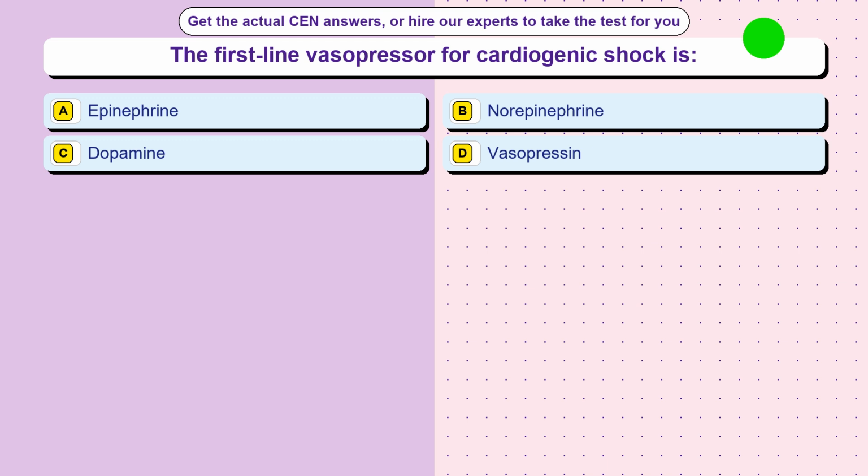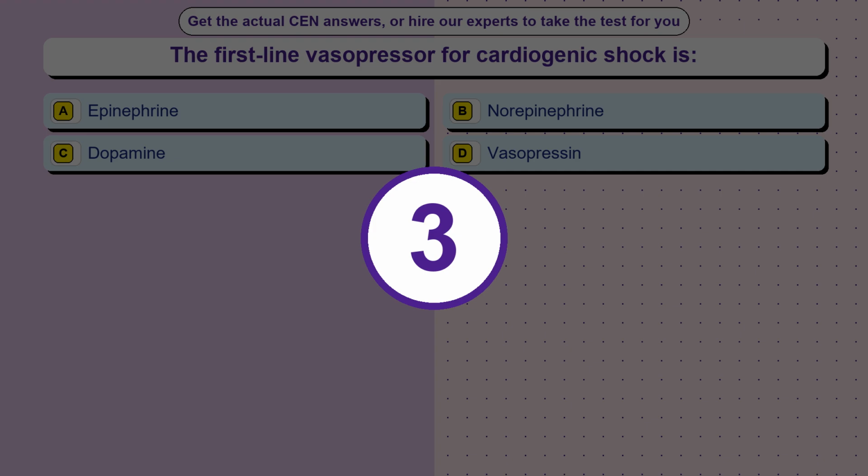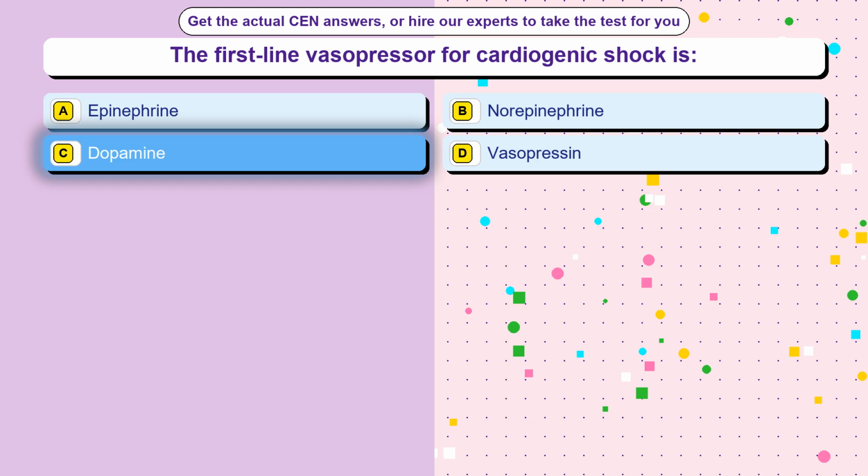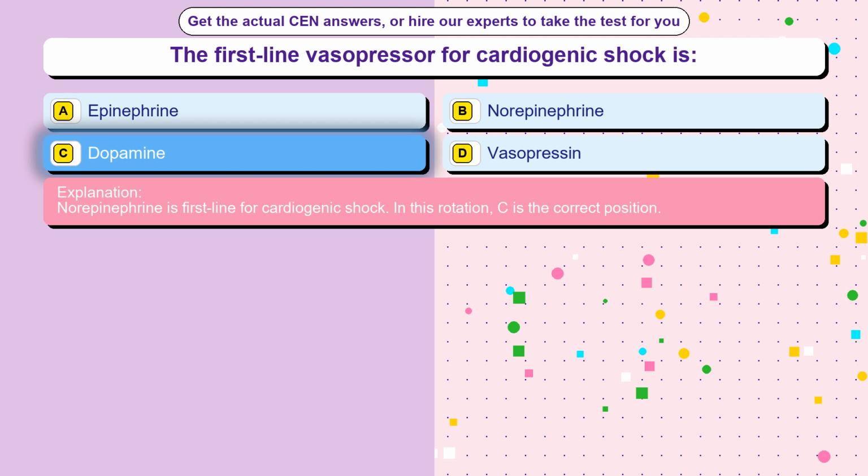Question 89. The first-line vasopressor for cardiogenic shock is option A, epinephrine, option B, norepinephrine, option C, dopamine, option D, vasopressin. The correct answer is option C, dopamine. Norepinephrine is first line for cardiogenic shock. In this rotation, C is the correct position.